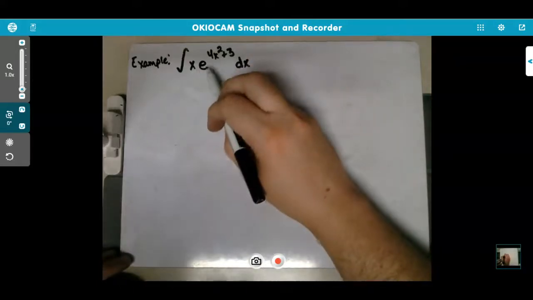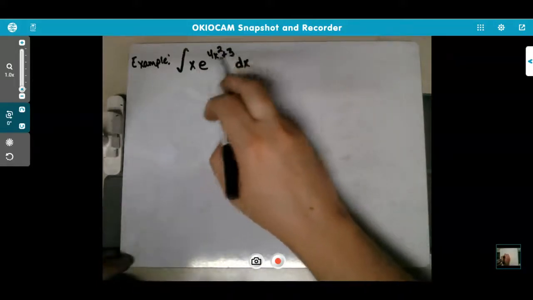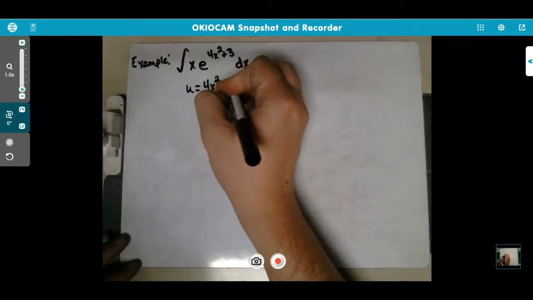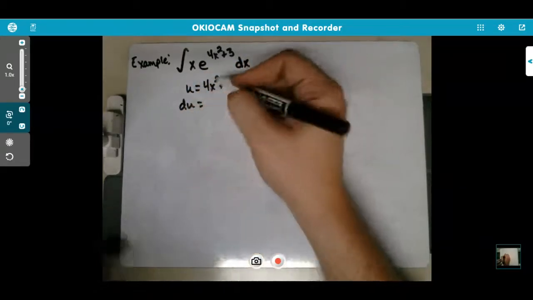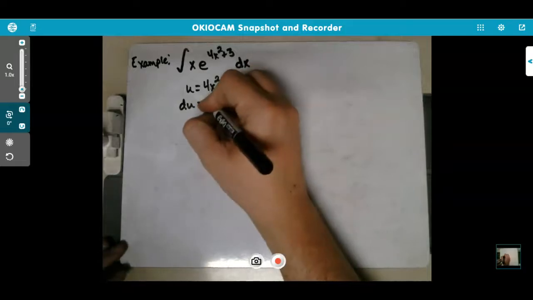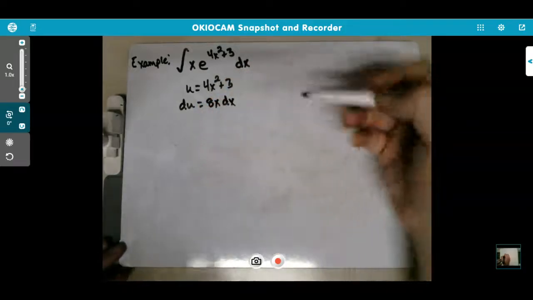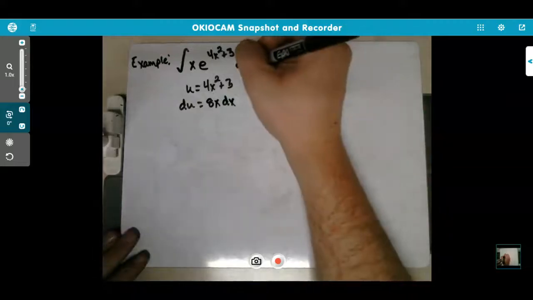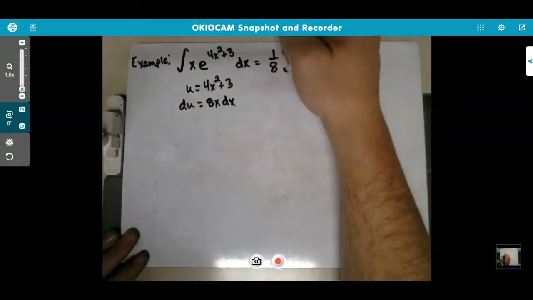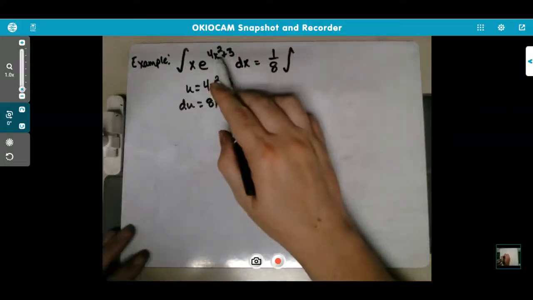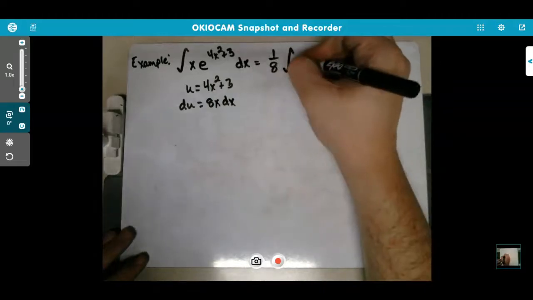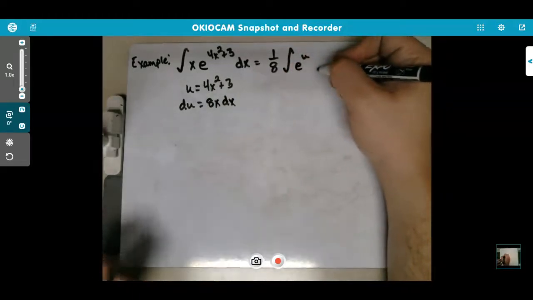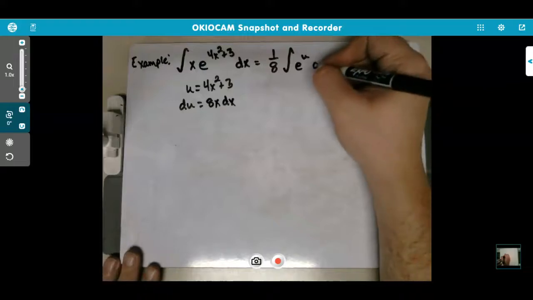Here I have e raised to some stuff. So let's let that stuff be the u. The derivative of that stuff then, 4x squared, bring down our 2, that makes it 8x dx. I have an x, but I need 8x, so let's multiply that by 1/8. Integral of 4x squared plus 3 is now my u, and then x dx is now inside of my du.